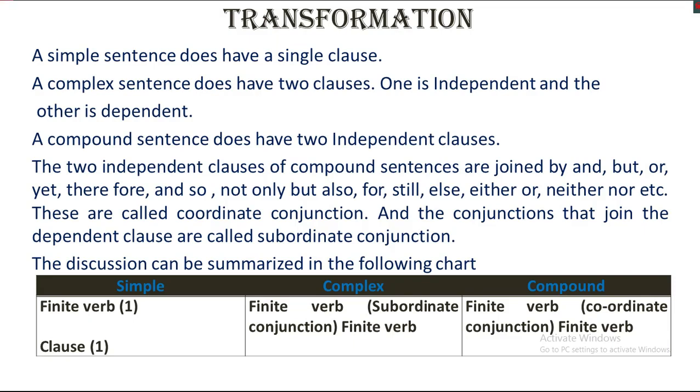The two independent clauses of compound sentences are joined by and, but, or, yet, therefore, so, not only but also, for, still, else, either or, neither nor, etc. These are called coordinate conjunctions, and the conjunctions that join the dependent clause are called subordinate conjunctions.